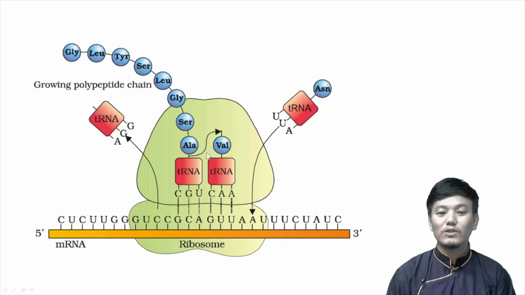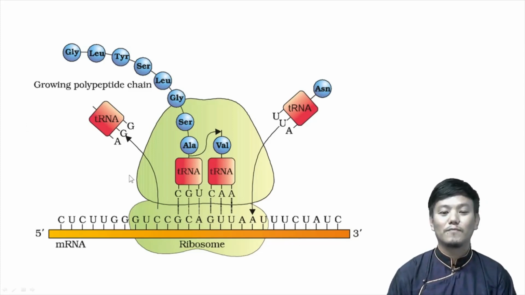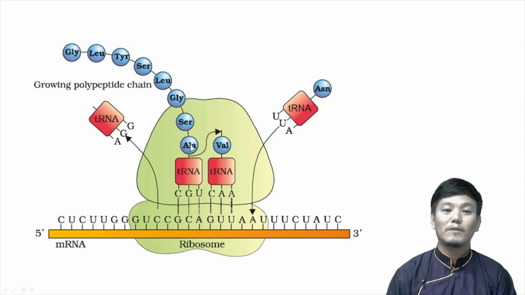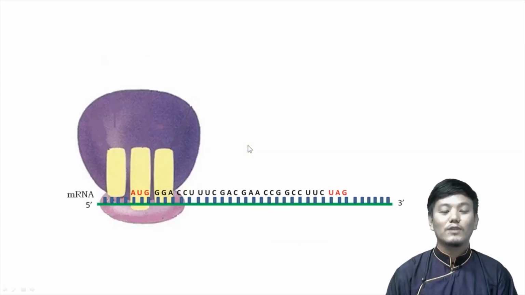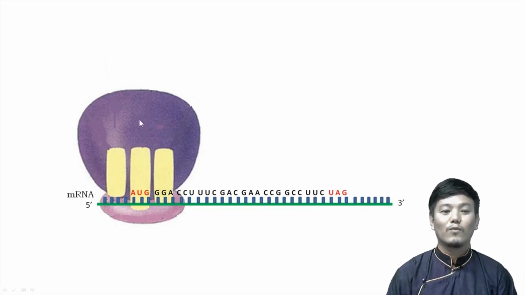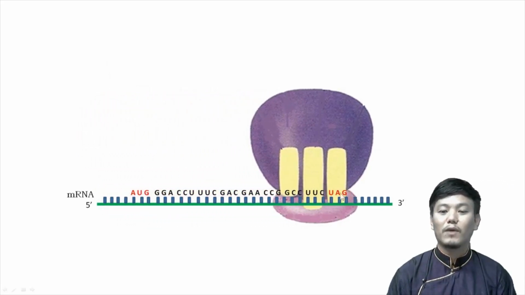And after the formation of peptide bonds, the free tRNA will exit from the ribosome. This particular process will result in the formation of a long chain of amino acids, or polypeptide. So this growing chain of polypeptide is called the elongation process.